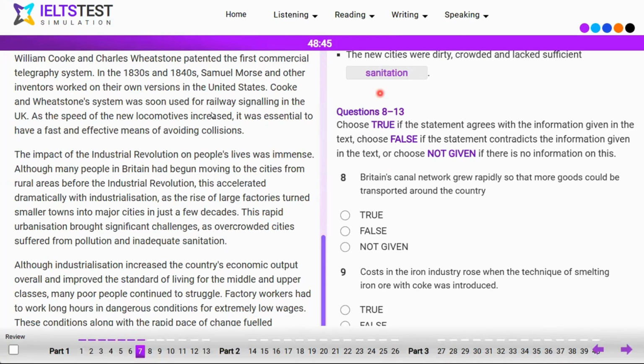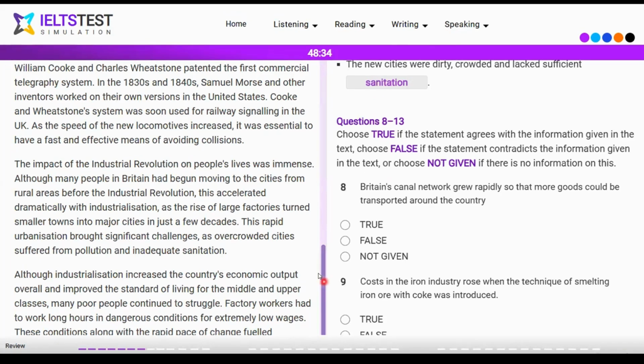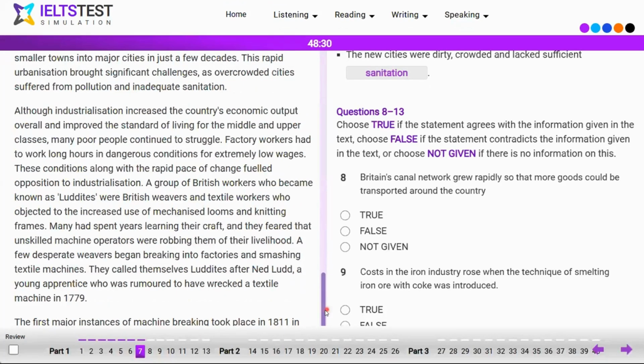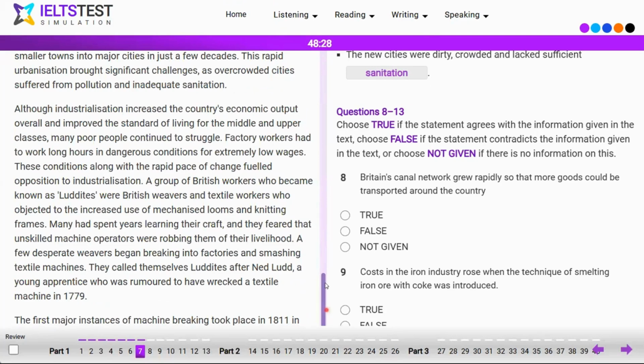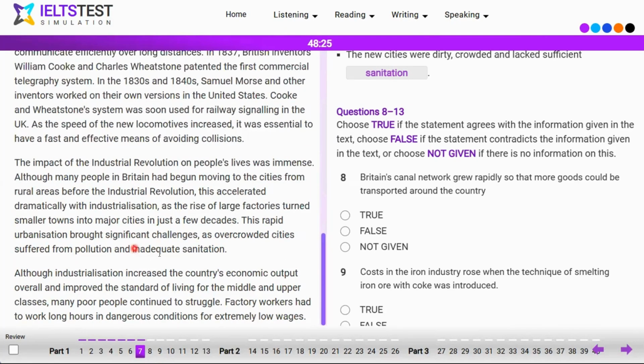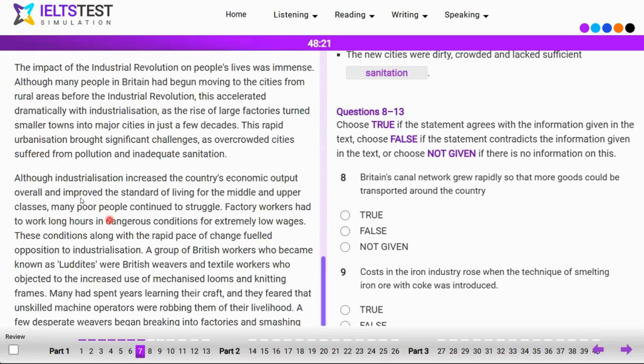So let's move on to the next set of questions now. True, false, not given. You see that in solving my gap filling questions, I've practically almost reached the end of the passage. Okay, no. I think I stopped there. So this is the next paragraph. To answer number 8, I will check if the answer is here. If I don't see the answer here, then I will have to go to the beginning and scan again. Britain's canal network grew rapidly so that more goods could be transported around the country.